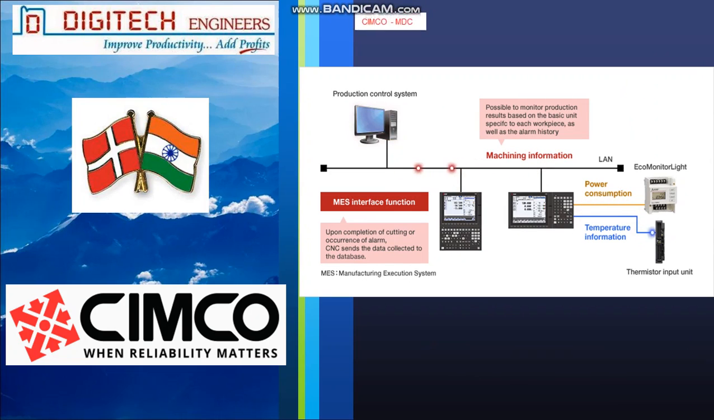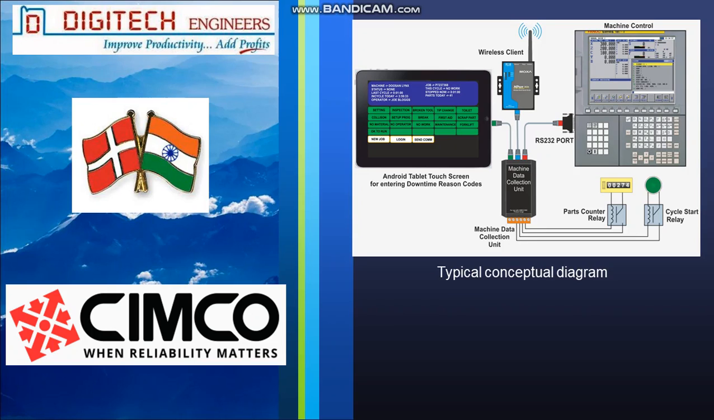This is a typical configuration where the data comes from CNC controllers or maybe some devices, temperature information, all those things come and it is getting collected in a local server. Here also we get data from the controller. Here we have an Android tablet or touchscreen for entering downtime reason codes, and through this Moxa device we can send the information in a Wi-Fi system.